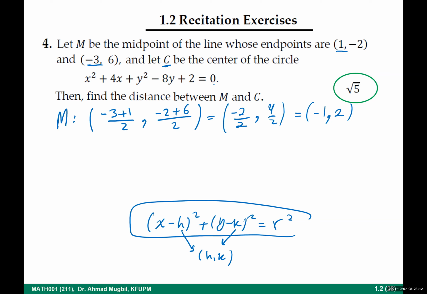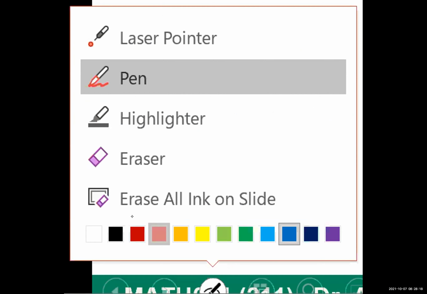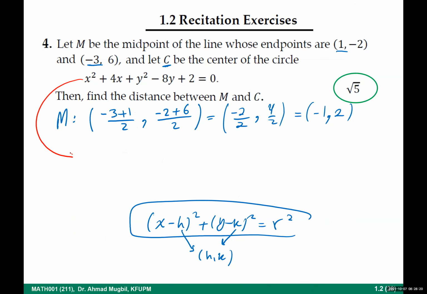We should complete the square to have it in this form. So this is what we will do. We'll complete the square. So it will be x squared plus 4x. The first step that we will do, we will move this -2 to the right-hand side.